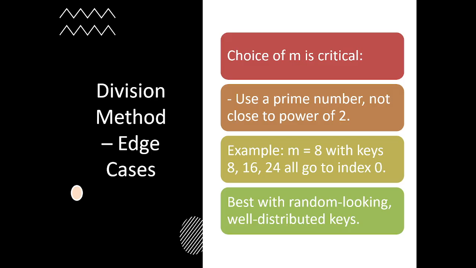So the edge cases in the division method: the choice of M is very critical. You need to use a prime number that is not close to a power of 2. Example, if you use a number like 8, certain keys like 8, 16, and 24 will all go straight to 0. So it is best that you use a random looking and well distributed key.